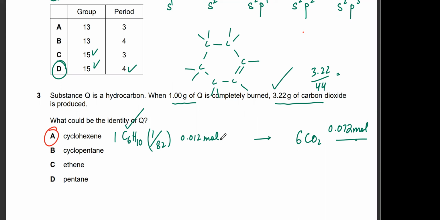One ratio six, you got exactly the same. I mean, for the 1 gram, you got these many moles. So according to the ratio, 6 carbon dioxide would be produced. So you got the same moles. So luckily, time is over. A is the answer. Okay.